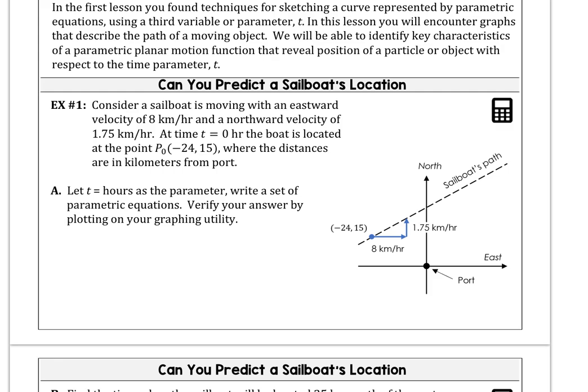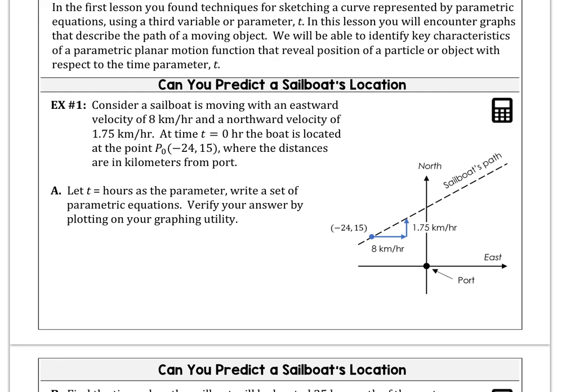So in this first example, let's consider that we have a sailboat moving with an eastward velocity of 8 kilometers per hour and a northward velocity of 1 3/4 kilometers per hour. You can see that rate of change here, eastward 8 and northward 1 3/4. At time 0, the boat is located at the point (-24, 15), where the distances are in kilometers from the port. Our port is back here at the origin.